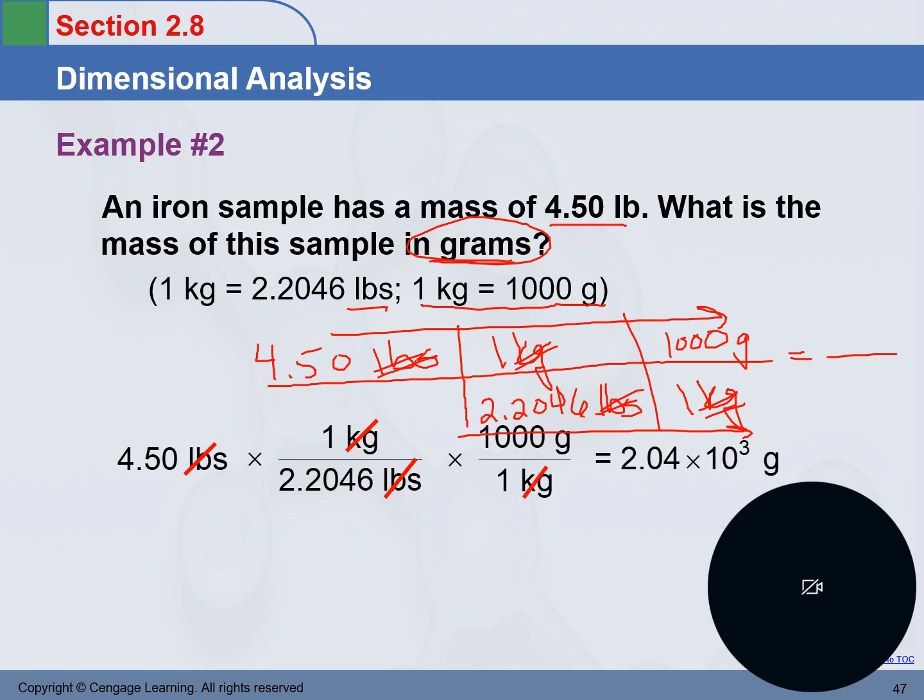Notice 3 significant figures. I started with 3 significant figures, and I ended with 3 significant figures. I may have had to put it in scientific notation, but that's okay. I could have answered it in standard form as well.